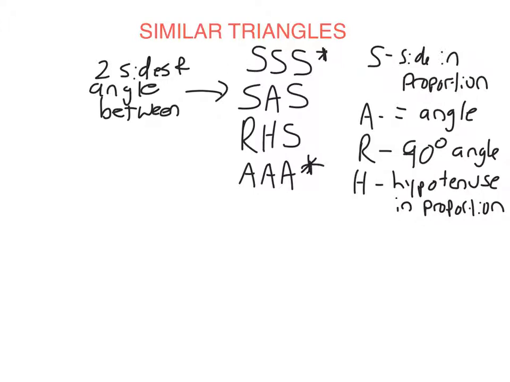This test here, AAA, sort of means the opposite. If all 3 angles in 2 triangles are equal, then their sides will be in proportion. Then they will be similar. So if all 3 angles are equal over 2 triangles, we don't even need to test whether their sides are in proportion. So let's look at an example of these tests.